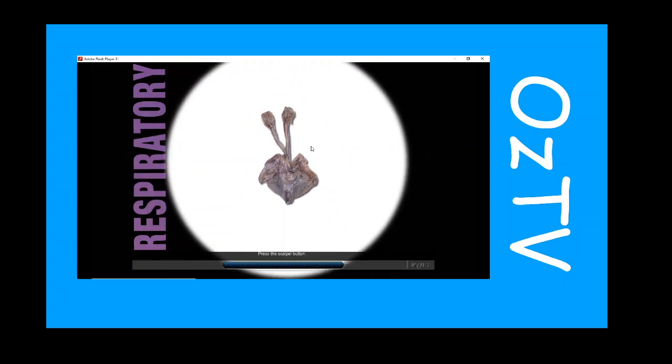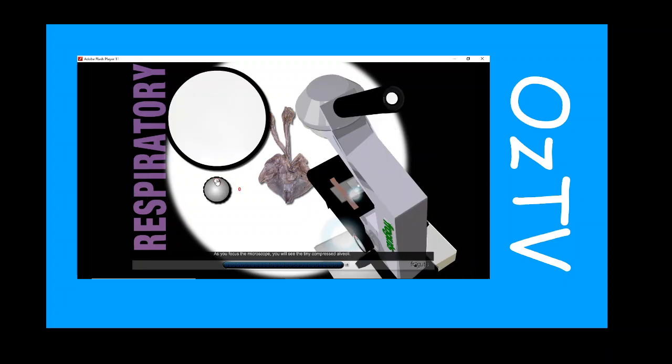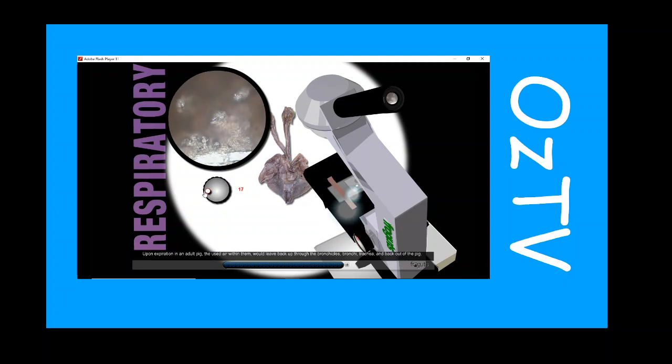Press the scalpel button. Take a sample of lung tissue, smear it on the slide, and then press the microscope button. As you focus the microscope, you will see the tiny compressed alveoli. Upon expiration in an adult pig, the used air within them would leave back up through the bronchioles, bronchi, trachea, and back out of the pig. You have completed this lesson. Press the arrow to continue.